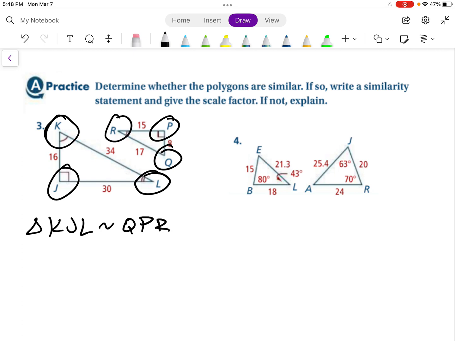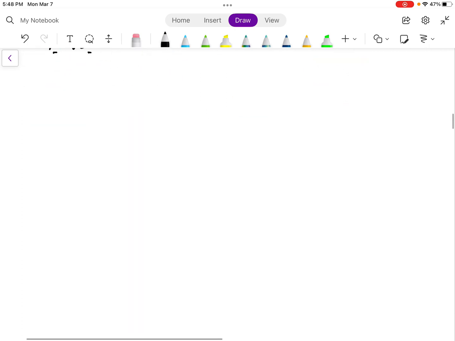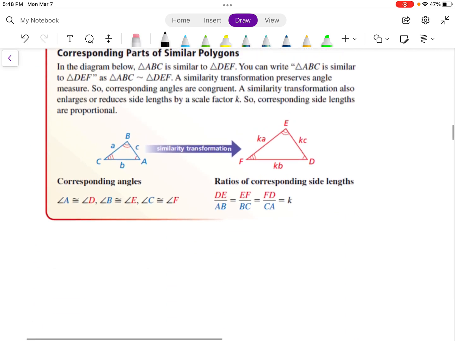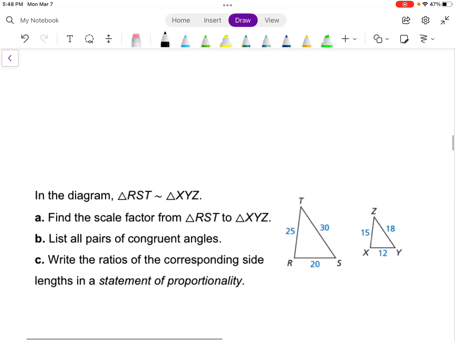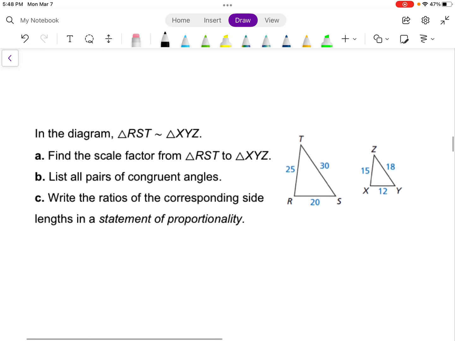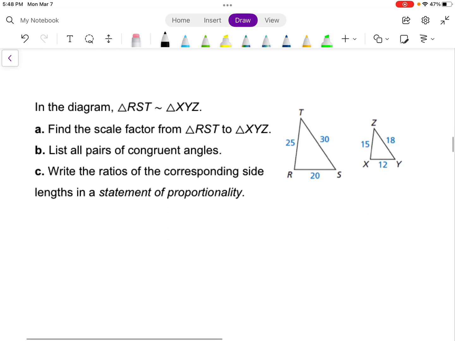So when you write the similarity statement, I'm going to slide a triangle in there. When you write the similarity statement, the corresponding angles have to go in the same order. And the second part of the assignment will be if you're given similar triangles, that you need to find congruent angles, and you need to show that the ratios of the sides are equal.